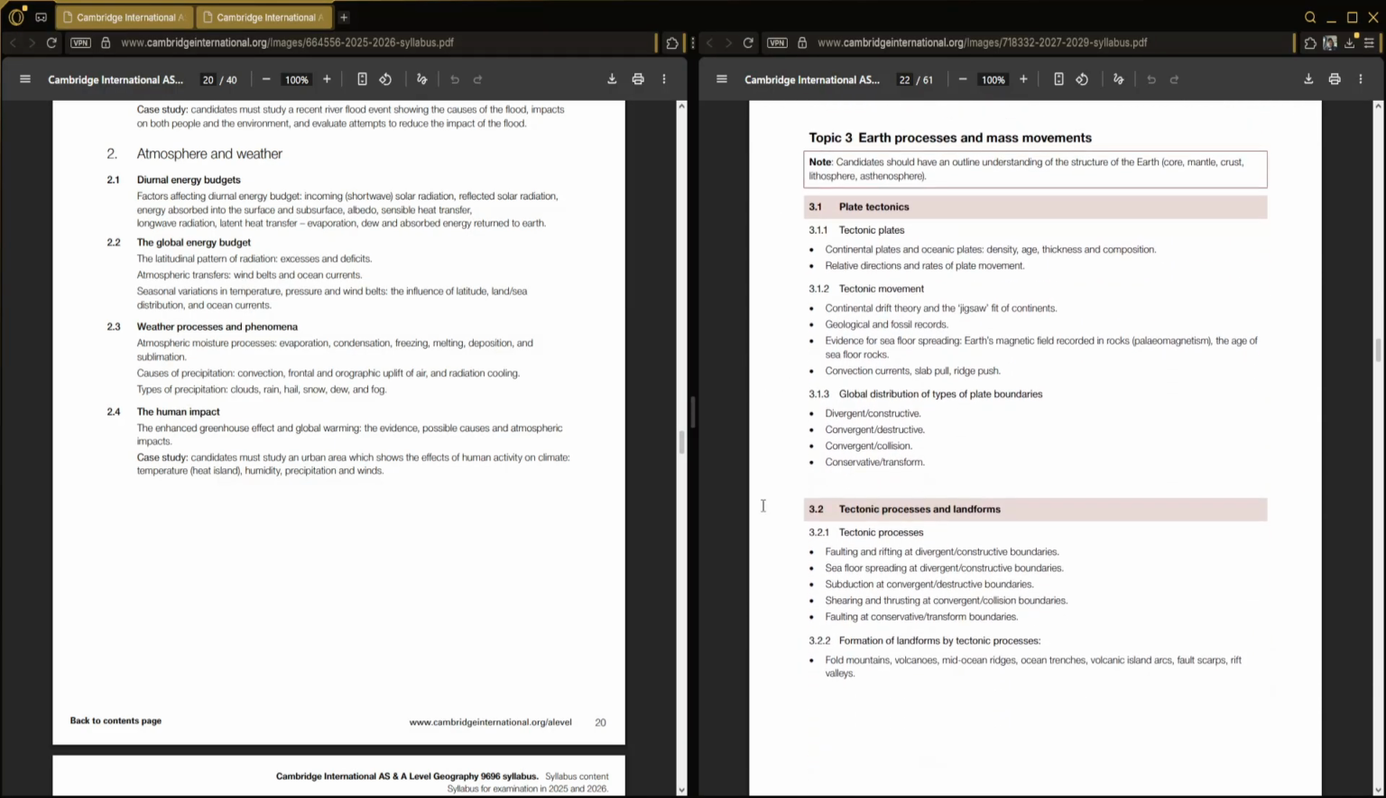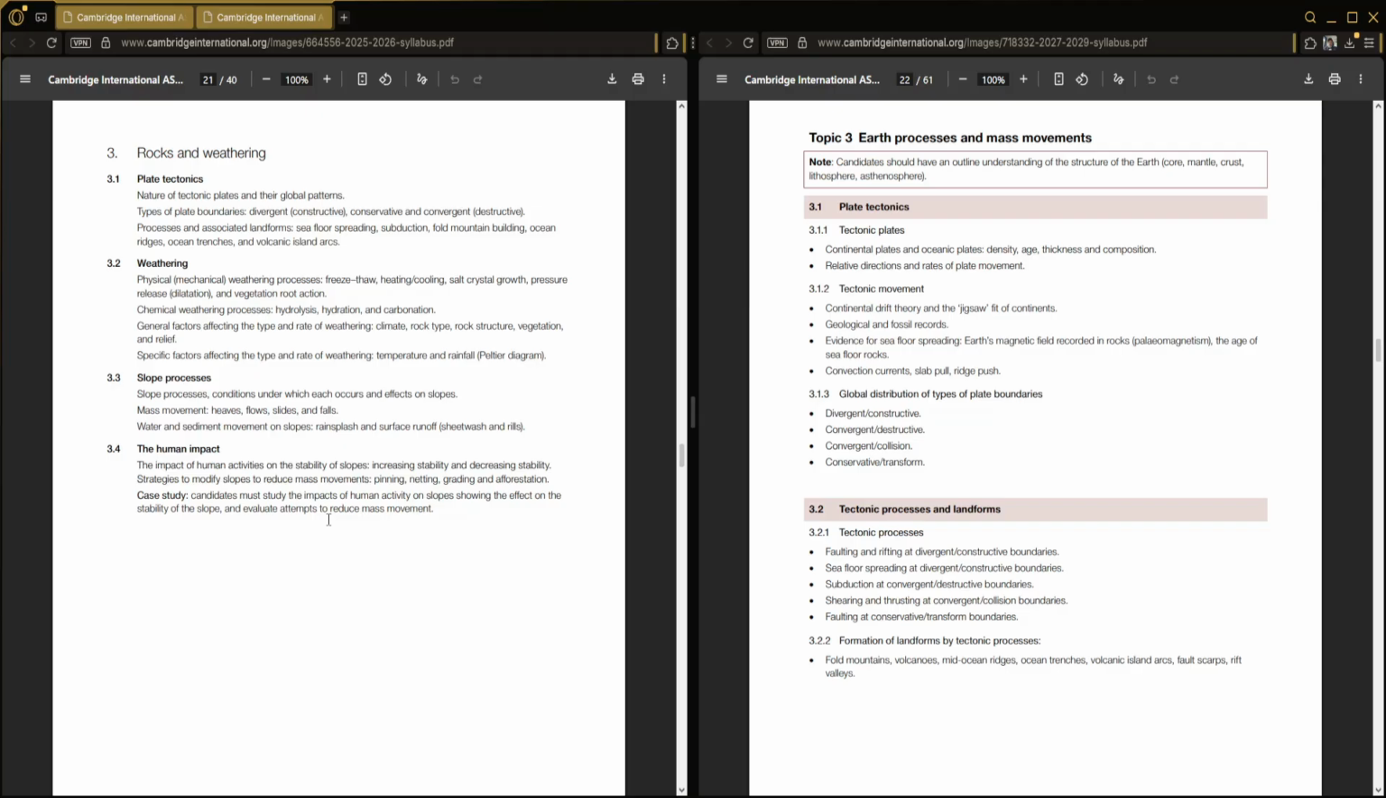Now let's move on to rocks and weathering, which is topic 3. As you can see here, previously you have 3.1 plate tectonics, and then 3.2 weathering. Now 3.1 is plate tectonics, and 3.2 is also something about tectonics. So they have split 3.1 up into 3.1 and 3.2. In 3.1, you just have to study what tectonic plates are, which is basically these two sentences over here. And then 3.2 is what the processes are, which is basically looking at the seafloor spreading, subduction, fault mountains and stuff.